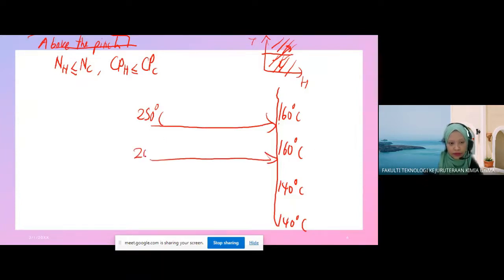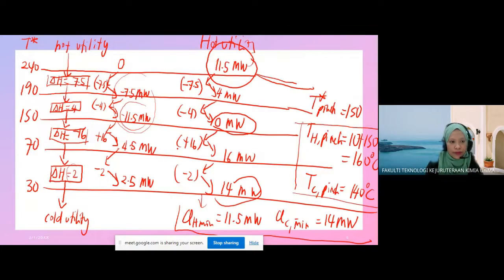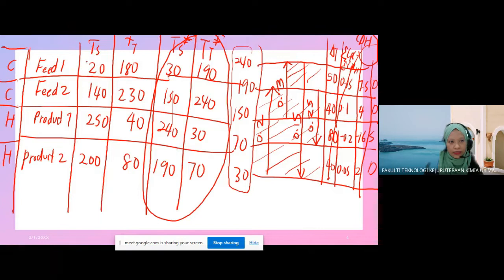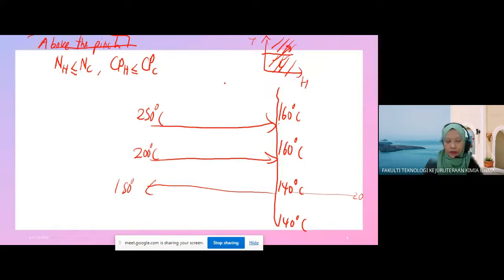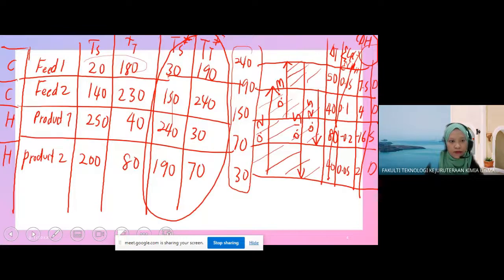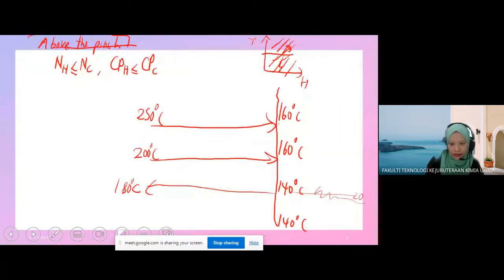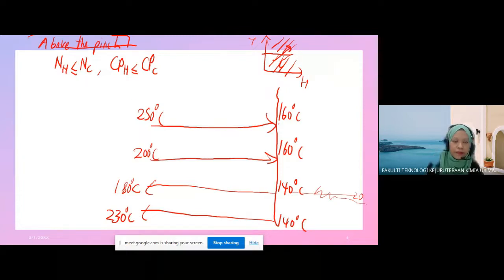So 200. And then the next cold stream is this one from 20 to 180. But now we are going to design for the area above the pinch, so no need to put 20 here. This is 180 degrees C. Next is 140 to 230. And then list down the CP value.